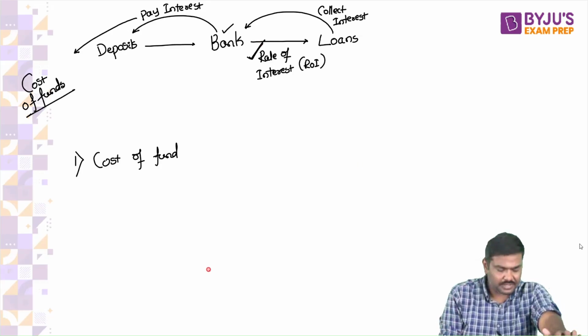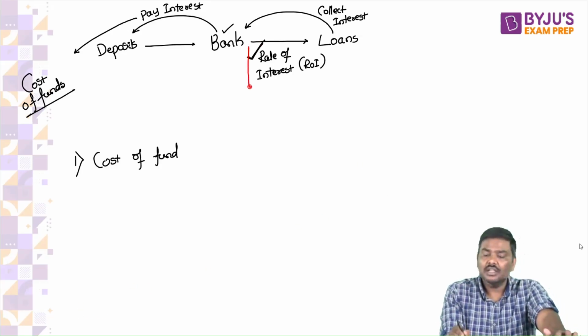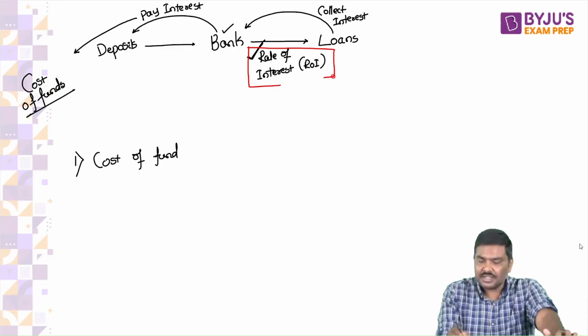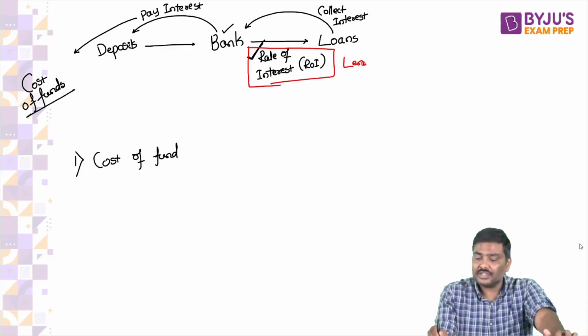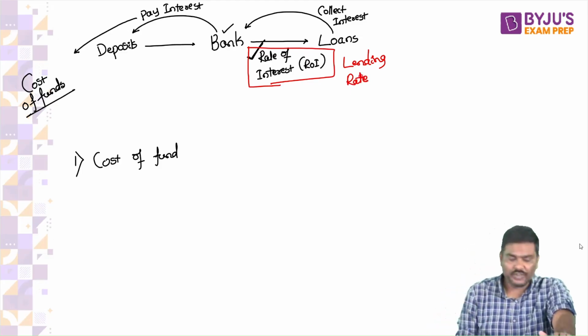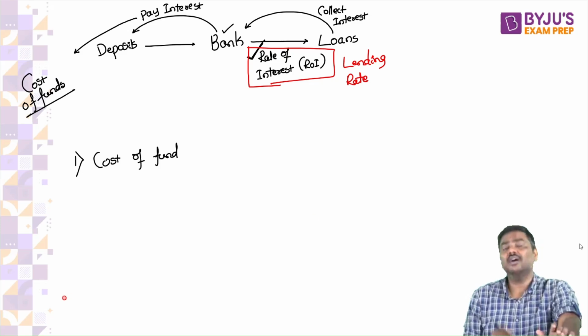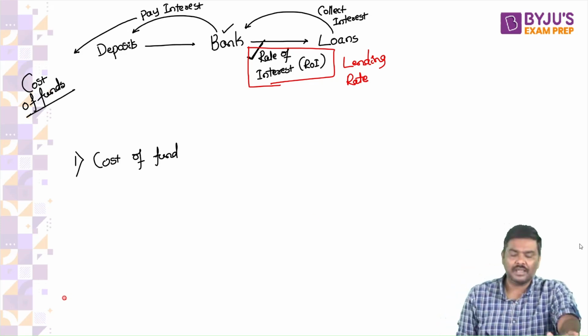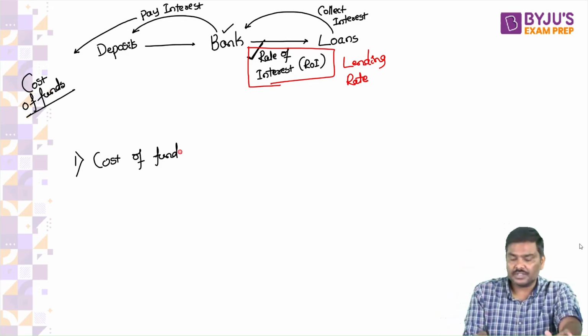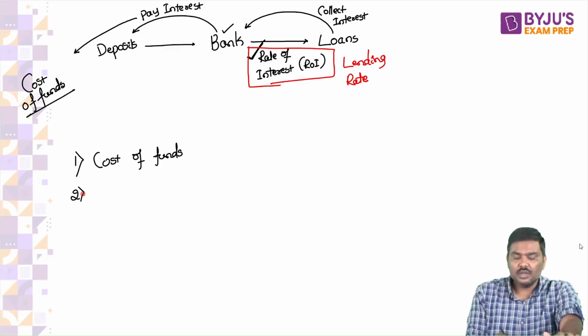This is the rate of interest. This is the lending rate. Lending rate means how much is the rate of interest charged by the bank. So the first factor that will determine how much is the rate of interest charged by the bank is cost of funds. Second one is, what about cost of operations?